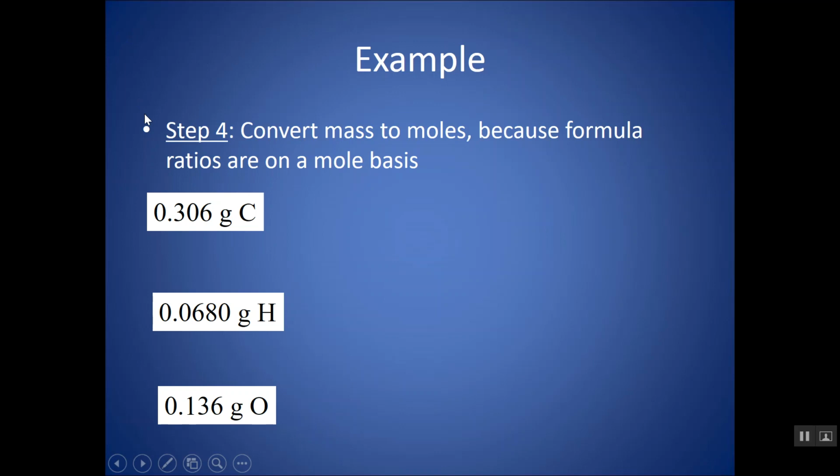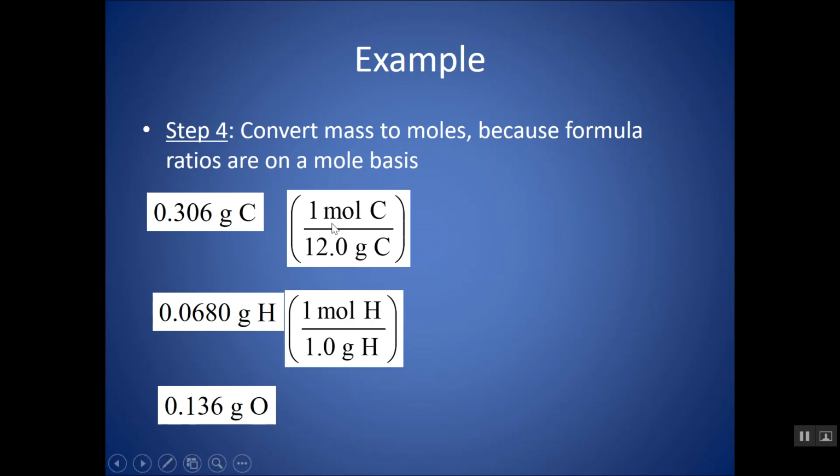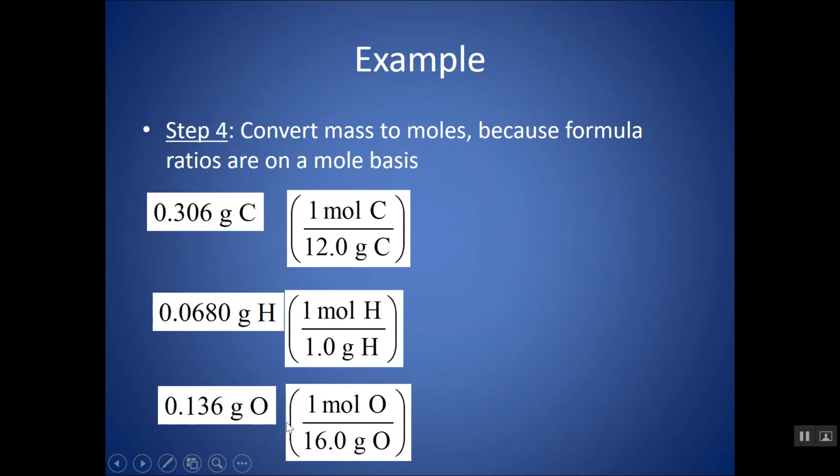A lot of people just go right into making these the subscripts and finding whole numbers. No, you have to mole it out. Once you have grams of each thing, you've got to change them into moles using the molar masses: carbon 12, hydrogen 1, oxygen 16. Make sure you are not using the diatomic values for hydrogen. This should not be 2, this should not be 32.